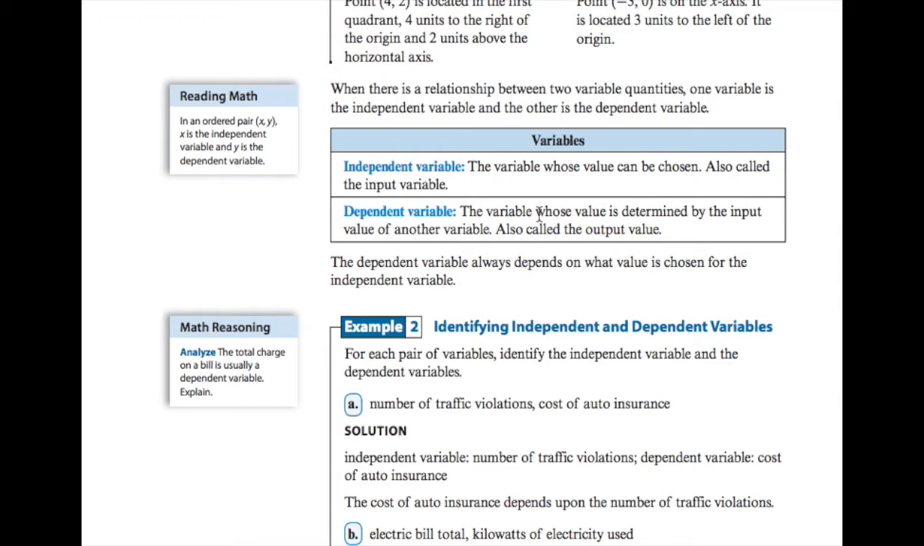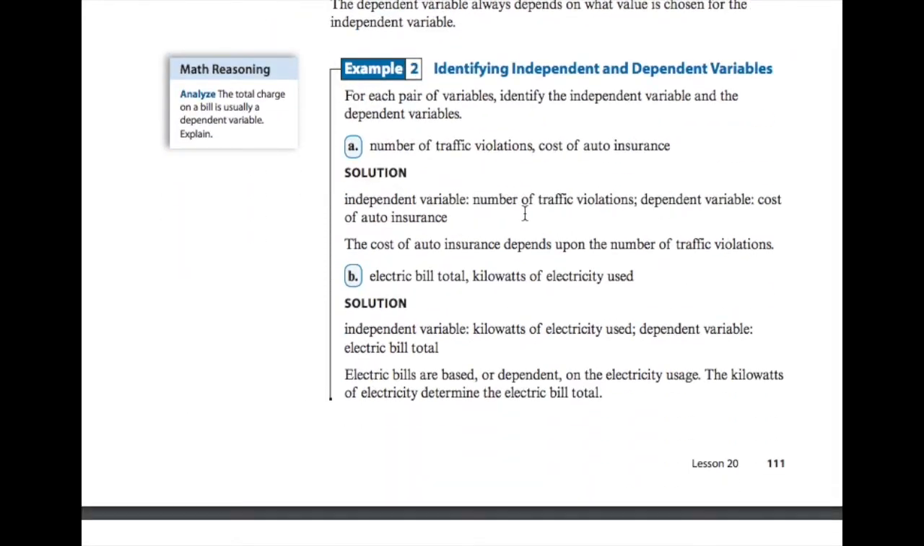output variable. So going back to our example problems, here in the first one, it says for each pair of variables, identify the independent and dependent variable. Letter A, number of traffic violations versus the cost of auto insurance. Basically, we're asking which one comes first, and which one is the outcome afterwards. Here in our solution, it says the independent variable is the number of traffic violations. The dependent variable is the cost of auto insurance.